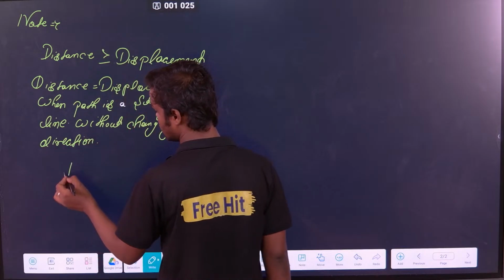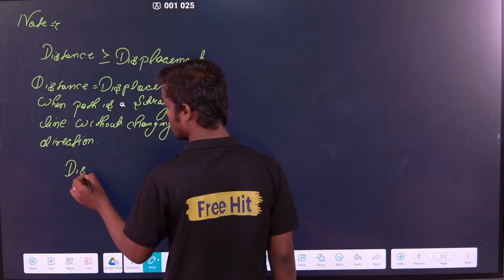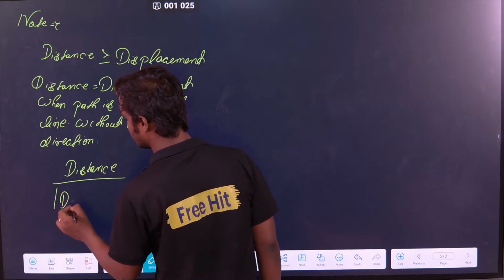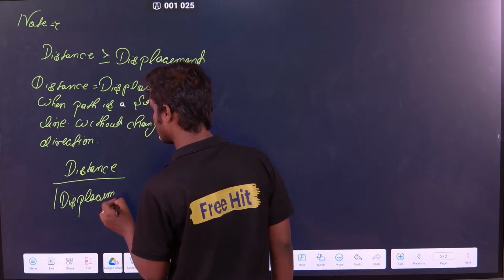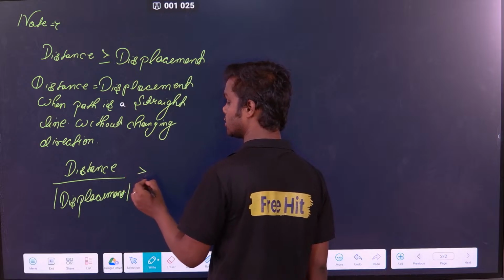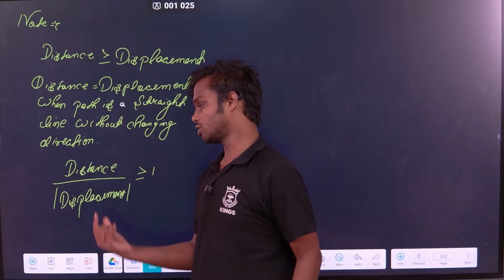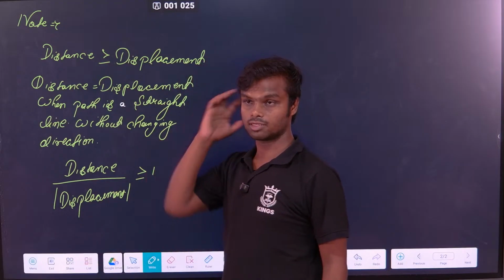Third point, from here I can write: distance by mod of displacement is always greater than or equal to 1. Why am I not putting mod on the distance? Because distance is always a positive quantity, but displacement can be positive, negative or 0. So this ratio will always be greater than or equal to 1.